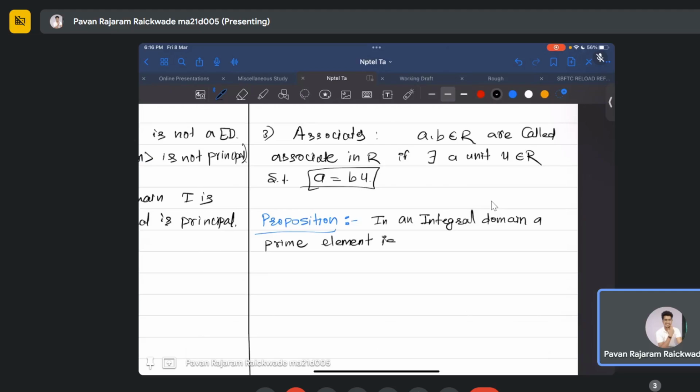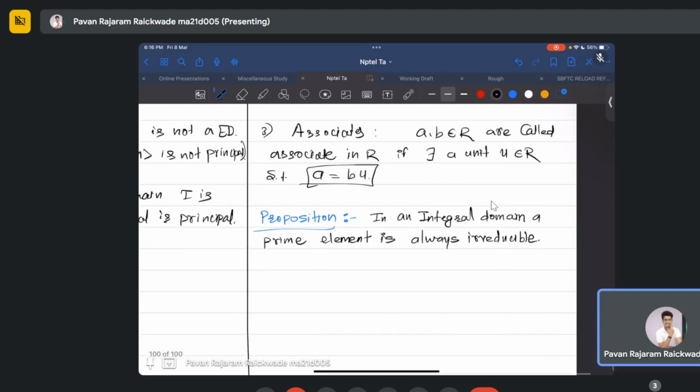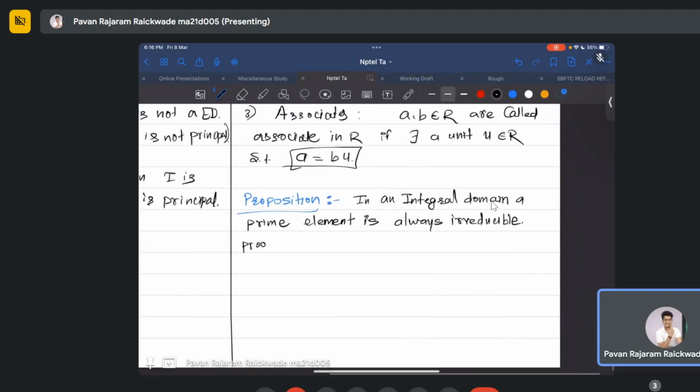A prime element is always irreducible. Let's prove this. Suppose this element P is prime, and you write P as, let's say, AB. I would show that either A or B is a unit. Okay.